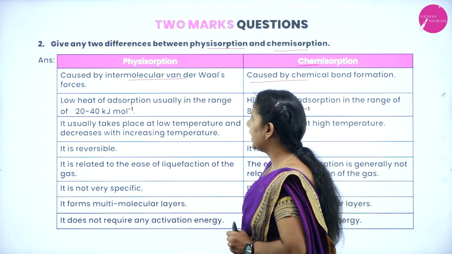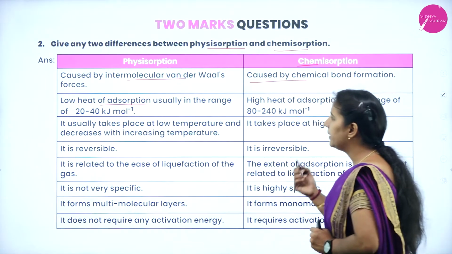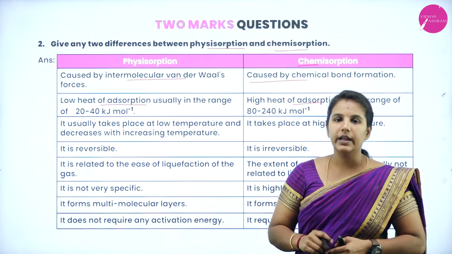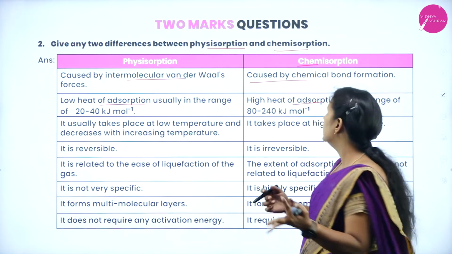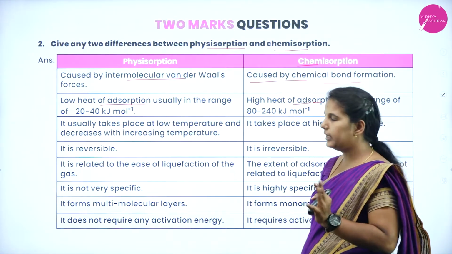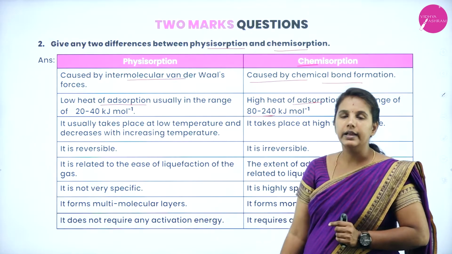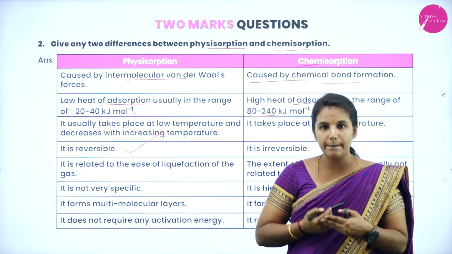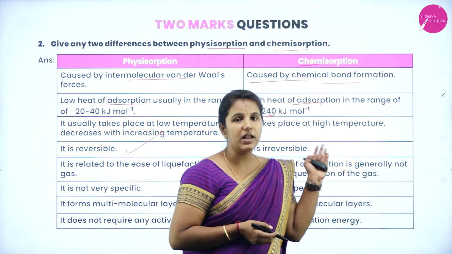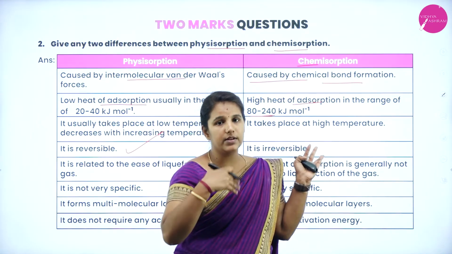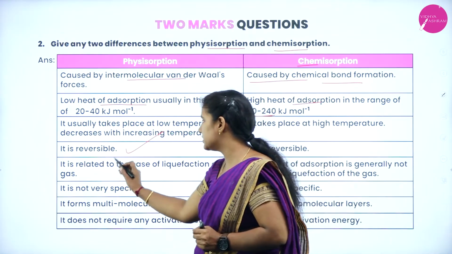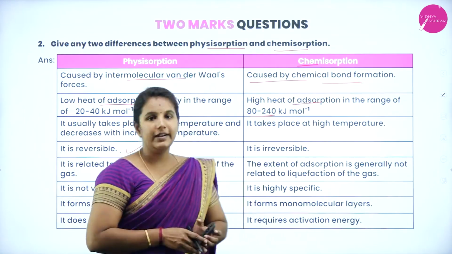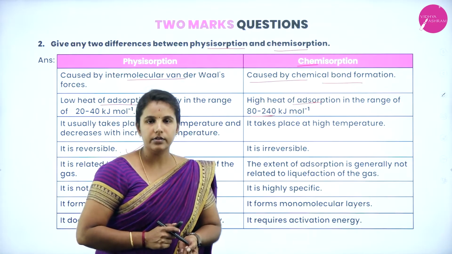Coming to the next differences, physisorption has a low heat of adsorption, in the range of 20 to 40 kilojoules per mole, and chemisorption has a high heat of adsorption because here adsorption is formed by what? Chemical bonding. Okay. So, that is why it has a high heat of adsorption, and it falls in the range of 80 to 240 kilojoules per mole. Also, physical adsorption is a reversible process. We can reverse the process and come back to the original state. Whereas in chemical adsorption, we all know that a chemical change cannot be reversed. Hence, it is an irreversible process. Okay. Like this, if you write any two differences, you can easily get 2 marks. Here I have listed many differences. Any two are enough to write for your exam.